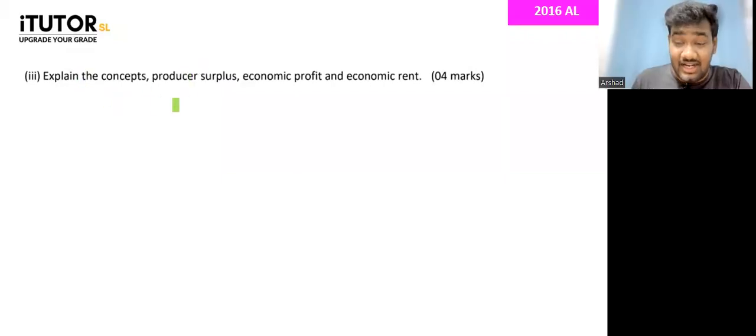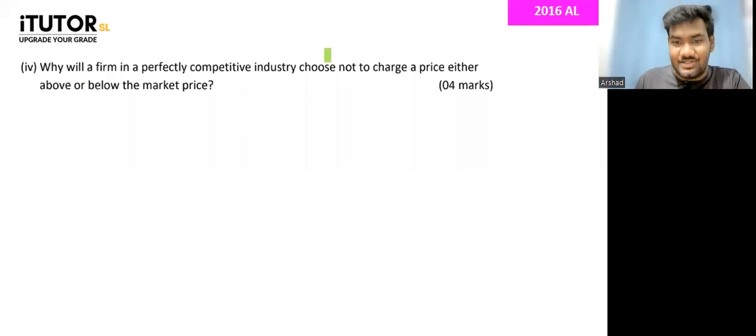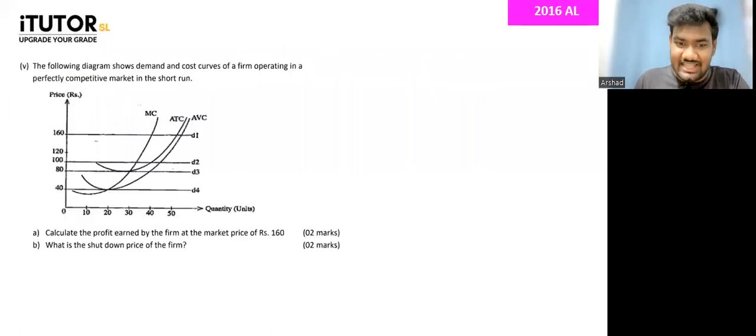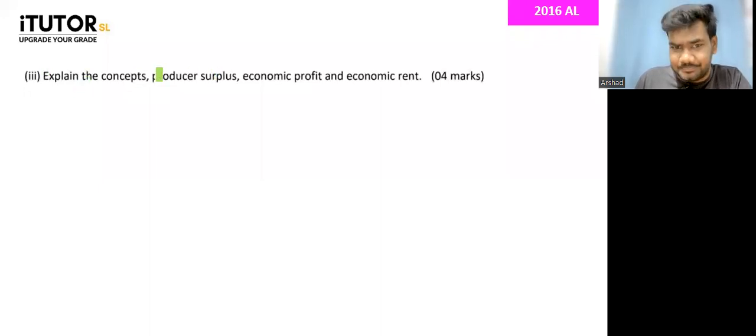Okay, so going to the next one, the concept of producer surplus, economic surplus, and economic rent. Now, this is the first time we are seeing this question. The next question also we have seen, price taker, and this also I'll show you all. But we'll talk about this producer surplus, economic profit, and economic rent.